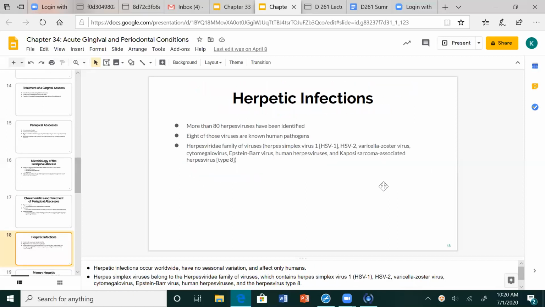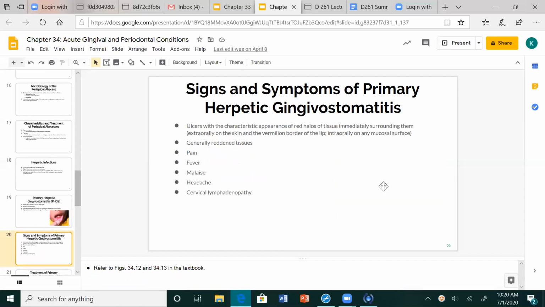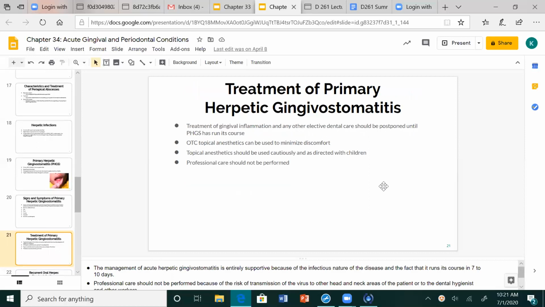Herpetic infections, again, we've talked about primary herpes quite a bit. Typically, it's going to happen in children that we have that primary herpetic gingivostomatitis. Really painful lesions all over the mouth. Most important things to know with this, primary herpetic infections happen in young children typically, and we don't want to see people when they have an active herpetic lesion. When they're in the vesicular stage, they're contagious. So we can spread it from site to site. Again, professional care should not be performed.